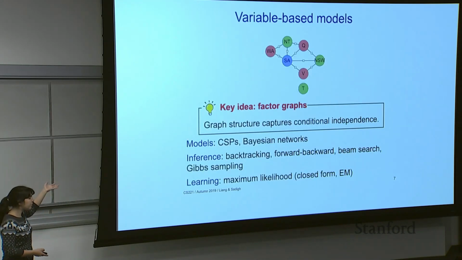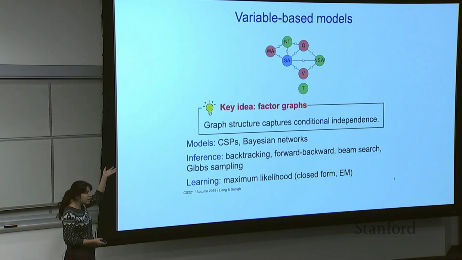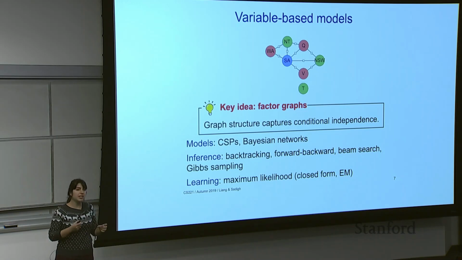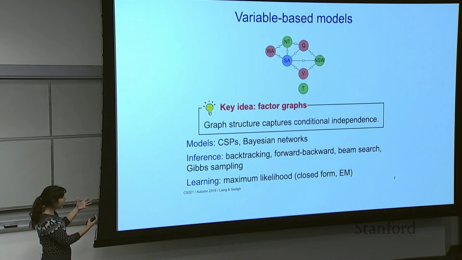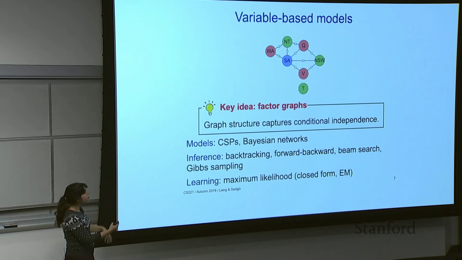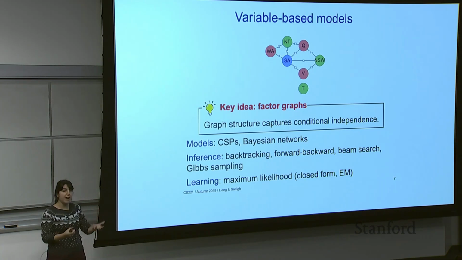Then we moved the level of complexity and intelligence a little bit higher, and we looked at things like variable-based models. And the idea of variable-based models was that the ordering of these states doesn't really matter. It's just the relationship between them that matters. And we defined things like factor graphs. If you remember the map coloring example, we defined a factor graph around it. The graph structure captures the conditional independence between different variables. The different variables in this case were the different provinces, and you would want to color them differently, and the relationship between them is represented by a factor.